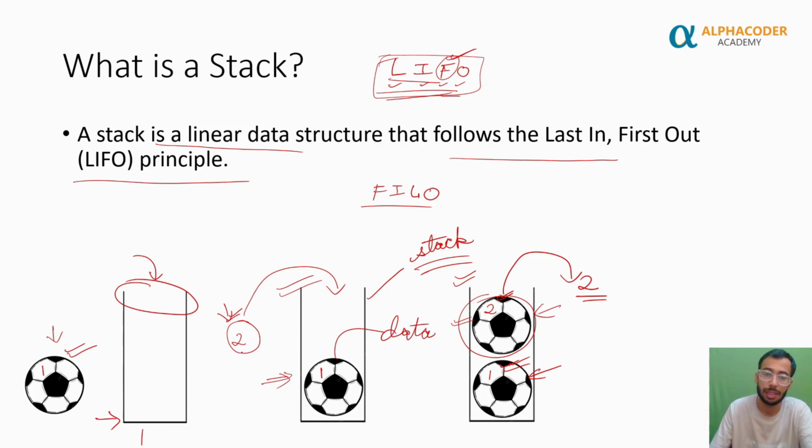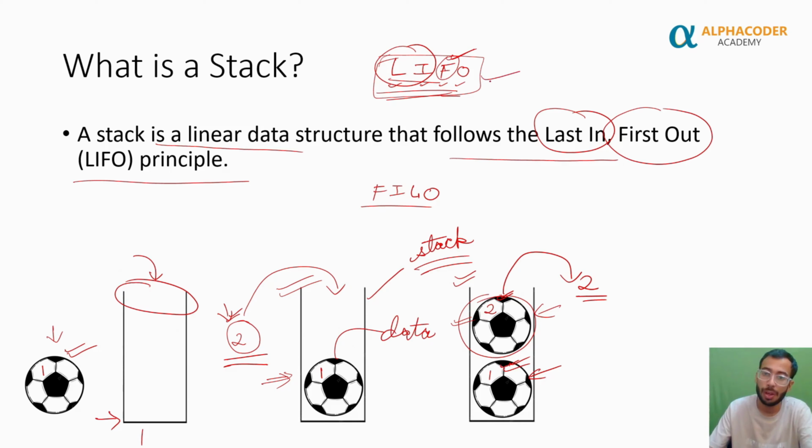It means ball number 2 is the last ball that you inserted, that is, last in, correct? And obviously when you start taking out the balls, this is the first ball that will come out. So that is what it represents: last in, first out. That is the principle of last in, first out, which is followed by the stack.